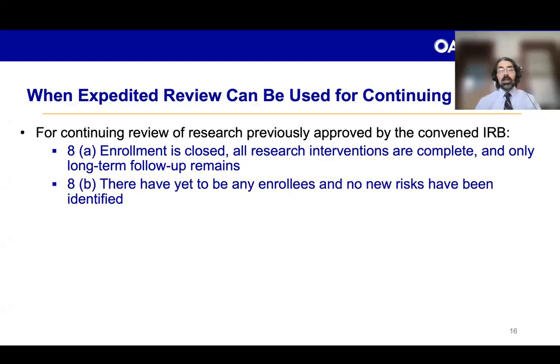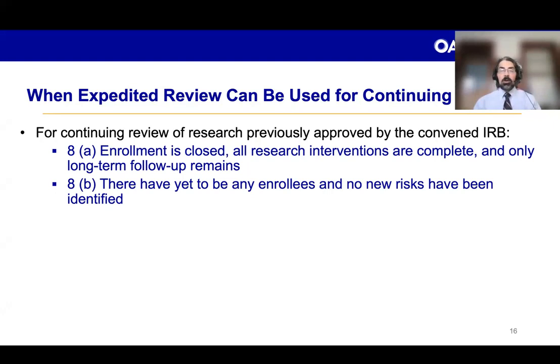The second 8B is that no one has enrolled in the study since its initial approval, and no new risks have been identified in the study. So how can new risks be identified if no one's been enrolled? Well, if it's a drug trial, these could be found possibly in an updated investigator's brochure or package insert.